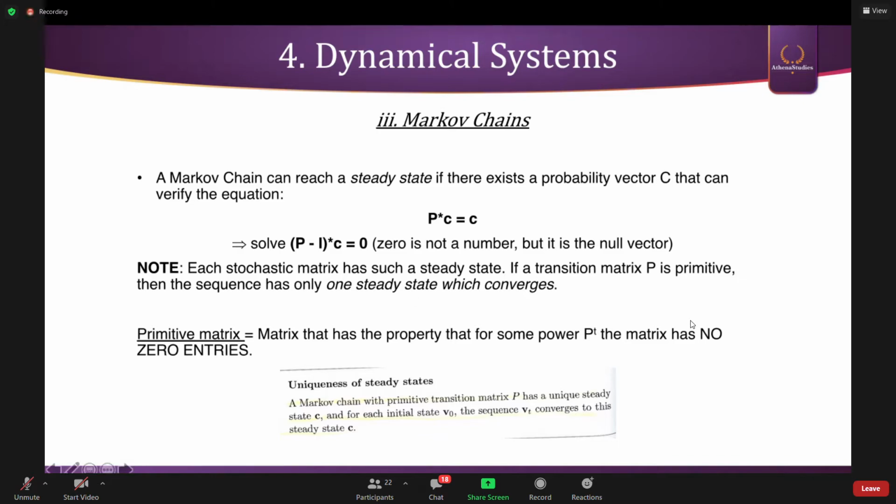Uniqueness of the steady state. A Markov chain with primitive transition matrix P has a unique steady state C, and for each initial state V0, the sequence Vt converges to the steady state C.